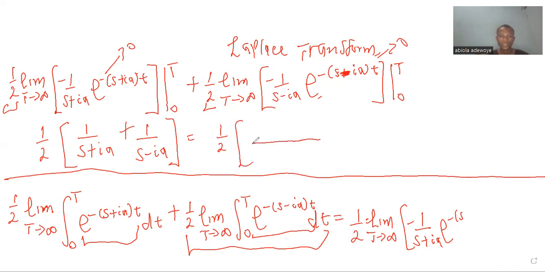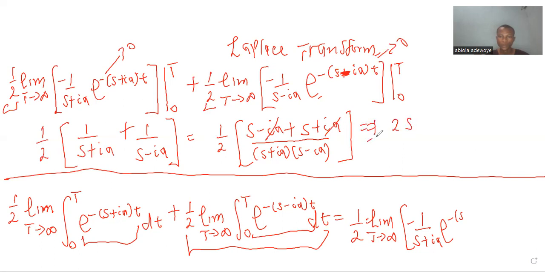Yes. The sum of s plus ia and s minus ia: so it means the LCM is s plus ia and s minus ia. So what does that mean? This divided by this, I'm going to have s minus ia, plus this divided by this, I'm going to have s plus ia. This, we cancel this. I'll be left with 2s.